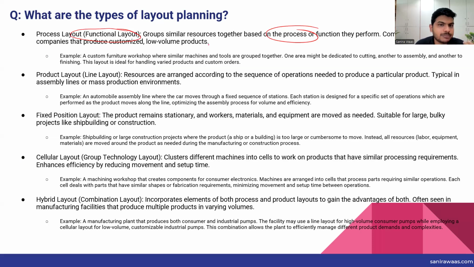Example, a furniture workshop, right? All the people who cut are together, right? Then the people who do the other work are together, right? Then the people who polish are together. That is a process layout.